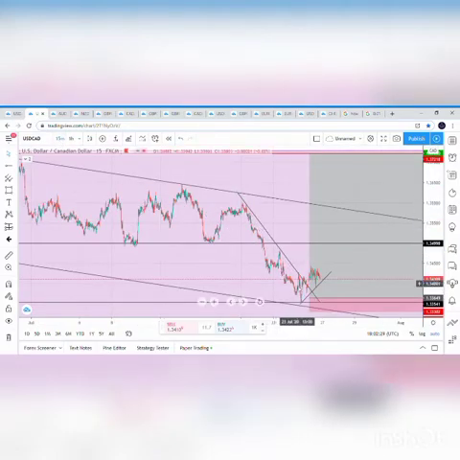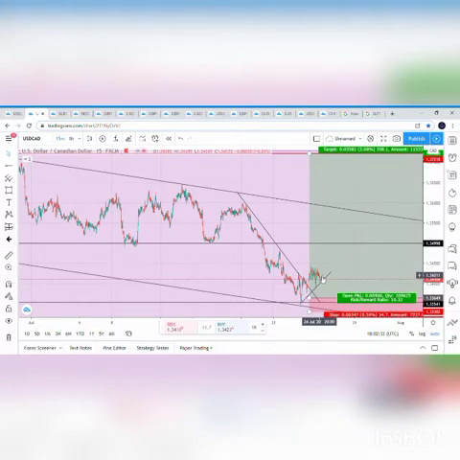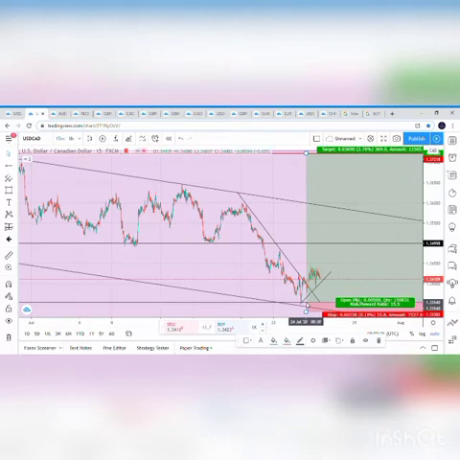This is the 15-minute chart, this is where we're going to be looking. Waiting for the market to break down to this same zone over here. Once it breaks down to this same zone, then we're going to buy this market. We're going to buy this pair down to this point.